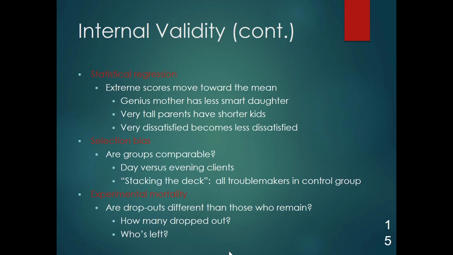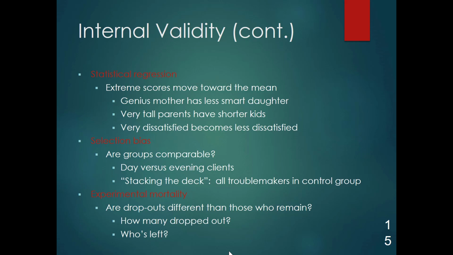For example, all your troublemakers could be in the control group. And so it would definitely make a difference when all the troublemakers are in the control group and all the good ones are in the experimental group. Then clearly the experimental group, they're getting the treatment and they weren't the ones needing the treatment. So therefore, that will definitely have an effect on the results.